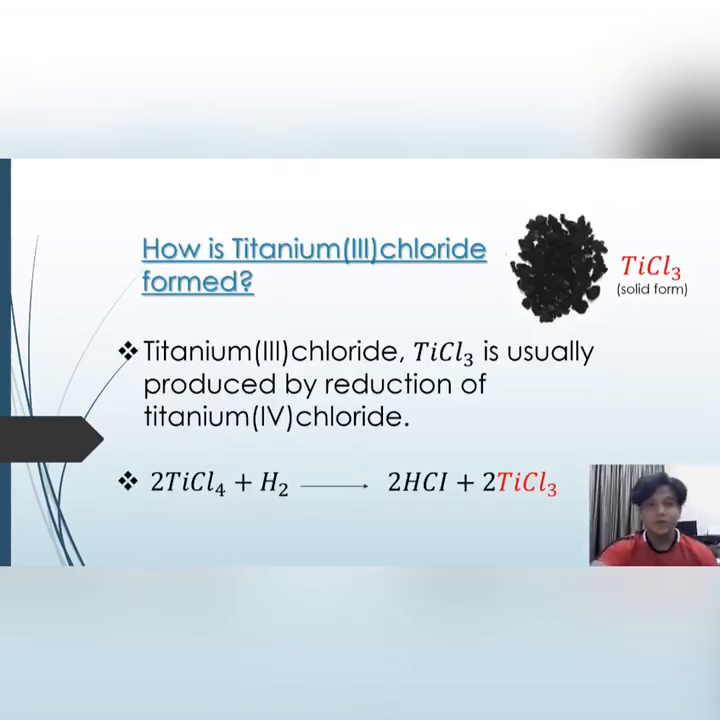Now, how is titanium trichloride formed? Titanium trichloride is usually produced by the reduction of titanium(IV) chloride. This is the chemical reaction. Two molecules of titanium(IV) chloride are reacted with hydrogen gas and produce two molecules of hydrochloric acid plus titanium trichloride.